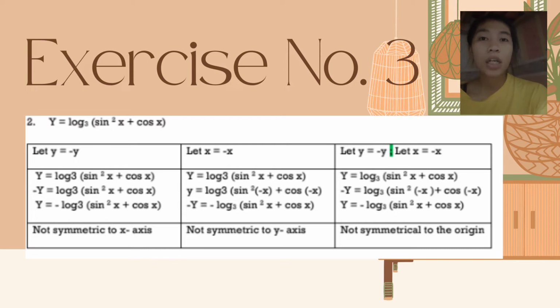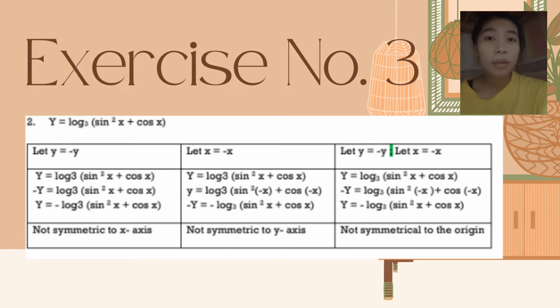Sa second column naman, let x equals negative x. So, y equals log of 3 times sin squared x plus cos x. So, y equals log of 3 times sin squared negative x plus cos negative x. So, negative y equals negative log base 3 of sin squared x plus cos x. So, sinasabi dyan na not symmetric to y-axis siya.